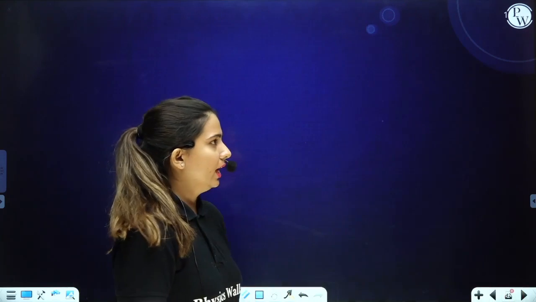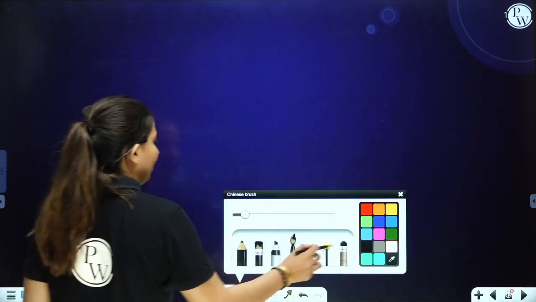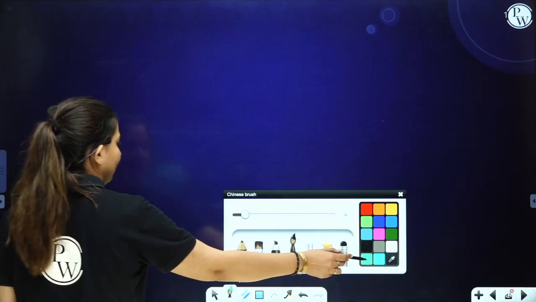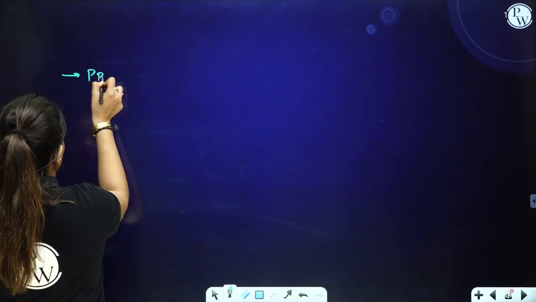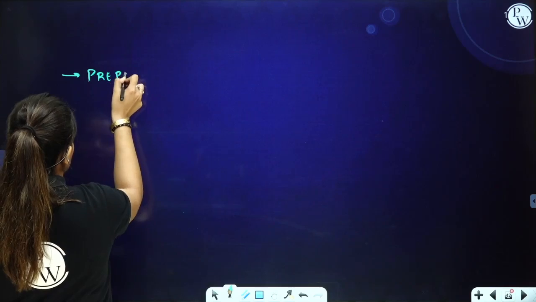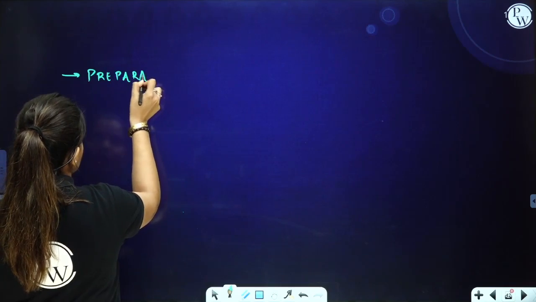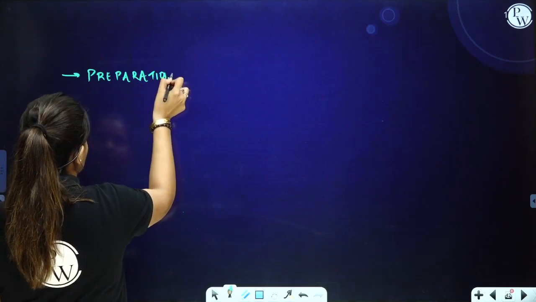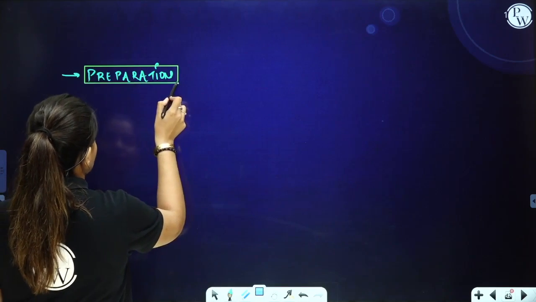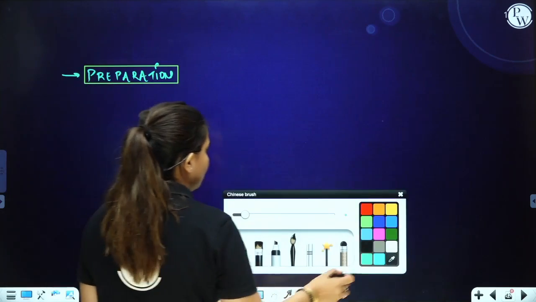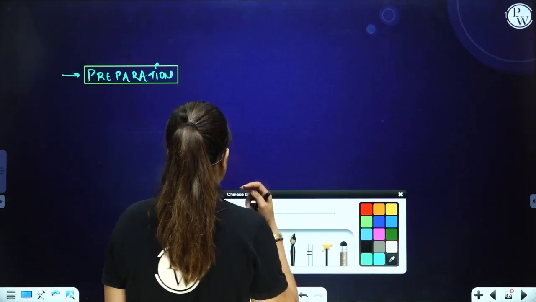Okay. Now, another thing which we have to understand is the preparation of hydrogen peroxide. Now we have to discuss the preparation of the hydrogen peroxide.